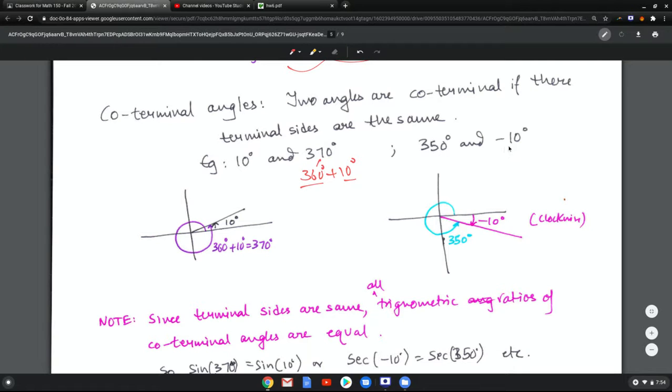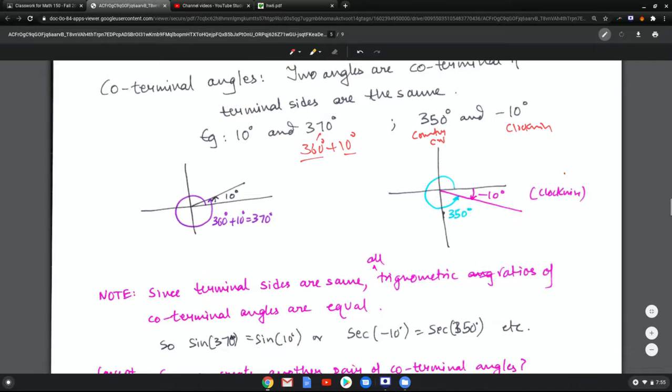Similarly, 350 and negative 10. Because 350 is positive, it goes counterclockwise. But negative 10 goes clockwise, and it goes exactly 10 degrees clockwise. And they end up at the same spot because the full circle is 360 degrees.